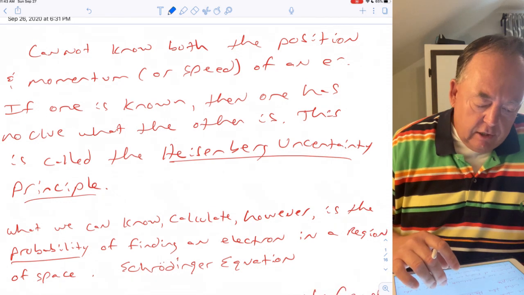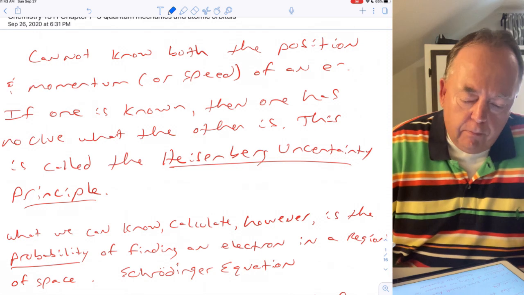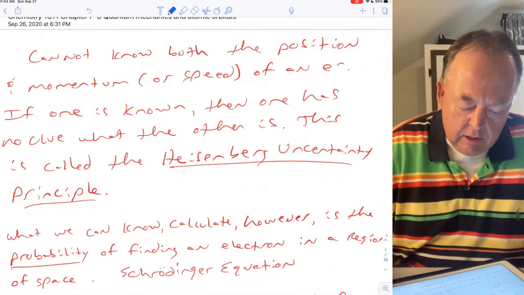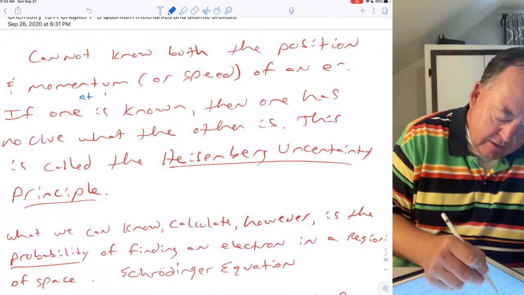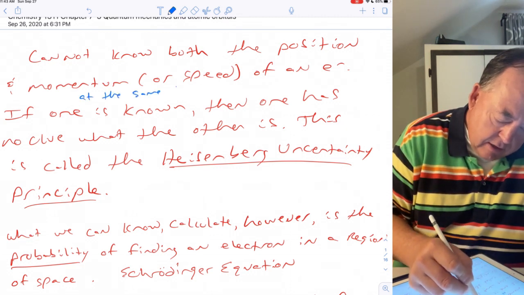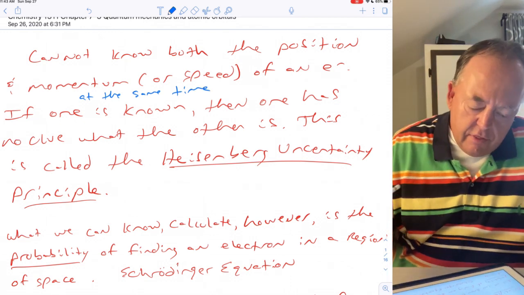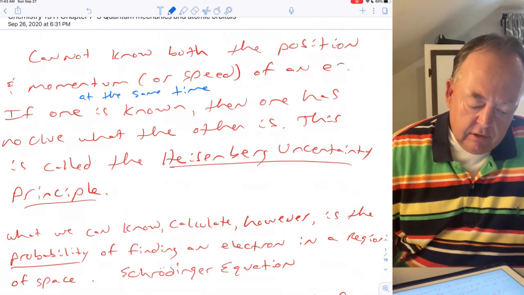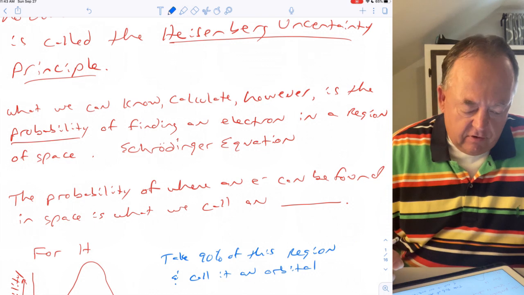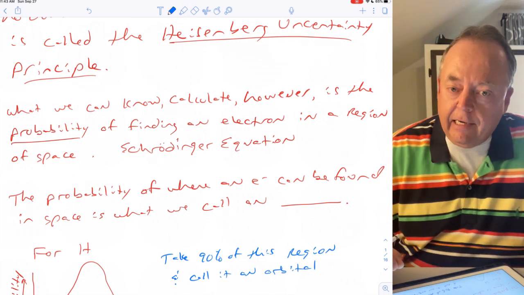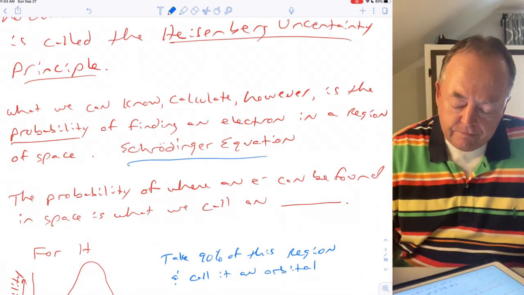Okay, so in the last lecture we made this point that Heisenberg uncertainty principle, so you cannot know both the position and the momentum or speed of an electron. And I forgot to put this on the last one too. Right? Can't know them both simultaneously at the same time. If you know one, then you have no clue what the other really is. But what we can know and what we can calculate, however, is the probability of where you could find an electron in a region of space using what's known as the Schrodinger Equation.